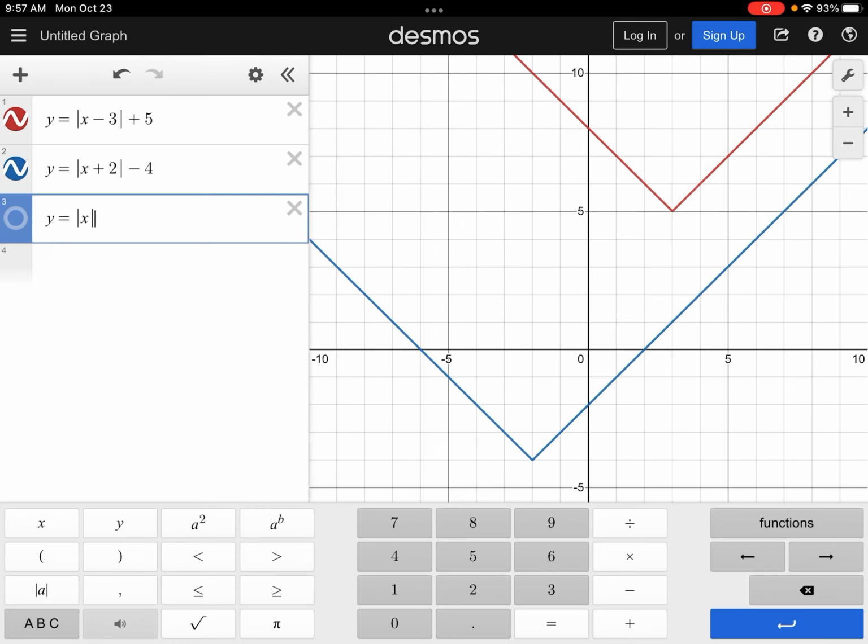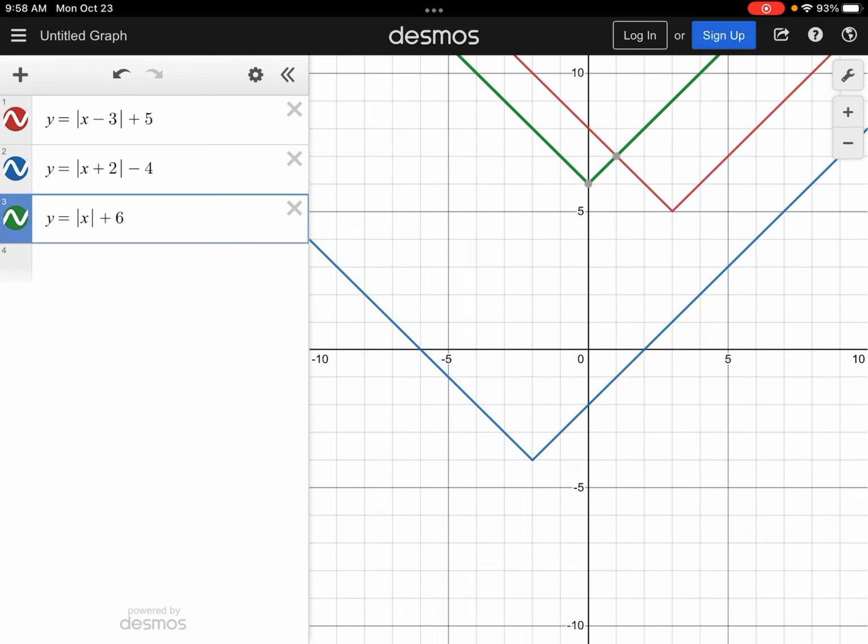Now, if you ever don't have a value inside the absolute value, like we just have the absolute value of x, and let's say outside we have a +6, in this case, we notice that the x value of the vertex should be 0 because it's not shifted left or right, and then the y value should be shifted up 6 units. So 0, 6 should be the vertex, and if we show that graph, we do see that it is at 0, 6, all right?